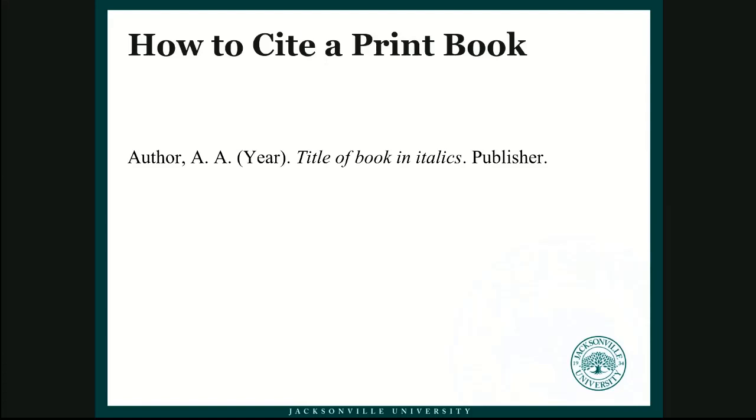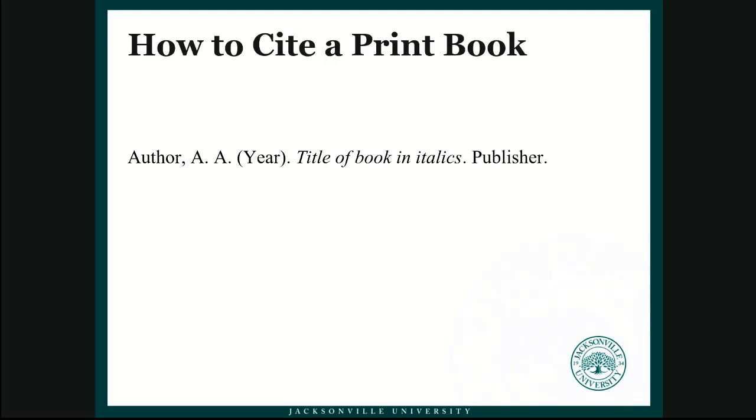Here's an example of how to cite a print book. So for a print book, you have the author's last name, first initial, period, middle initial, period. Then you'll have your year in parentheses, period. The period does go after the parentheses.